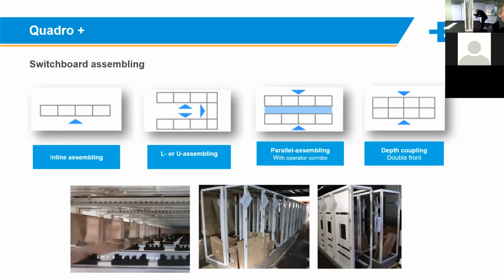Just to show again the flexibility of the product is the different way you can put the panels together. You can either have them in a single line, you can have them in an L or a U shape. You can run the panels parallel with a corridor in the middle. Or you can have them back-to-back, what they call double coupling, so you have two front faces.